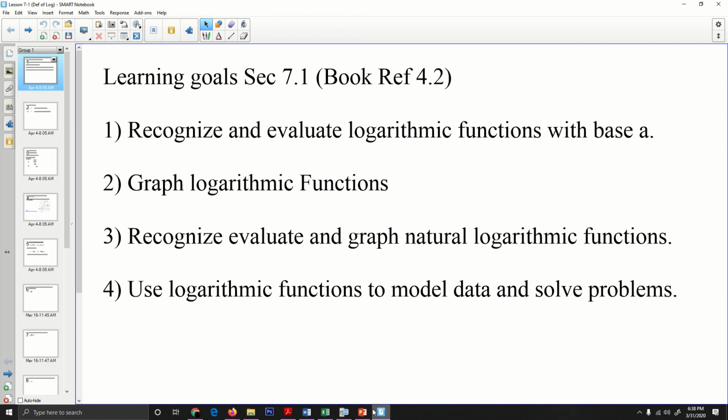So today we're going to recognize and evaluate logarithmic functions with base A, and I will tell you what base A means here in a moment. We're going to graph some logarithmic functions. We're going to recognize and evaluate the graph of natural logarithmic functions. And the natural logarithmic functions have to do with base E, which is Euler's number from the PERT equation in the last chapter, and we're going to use logarithmic functions to model data and solve problems.